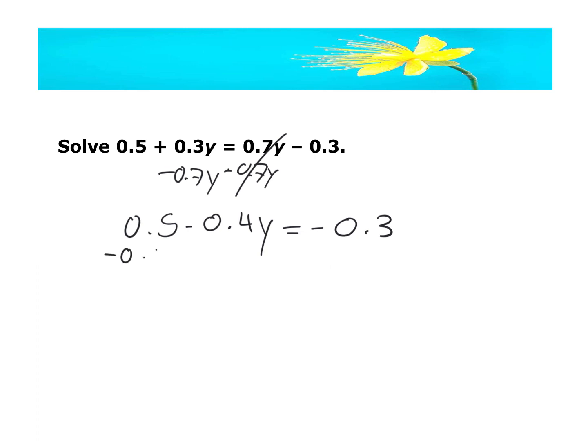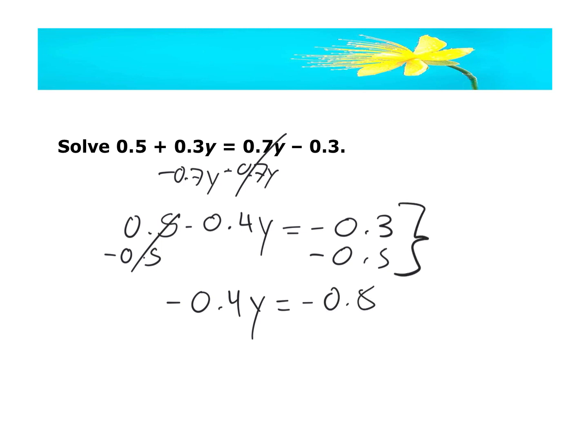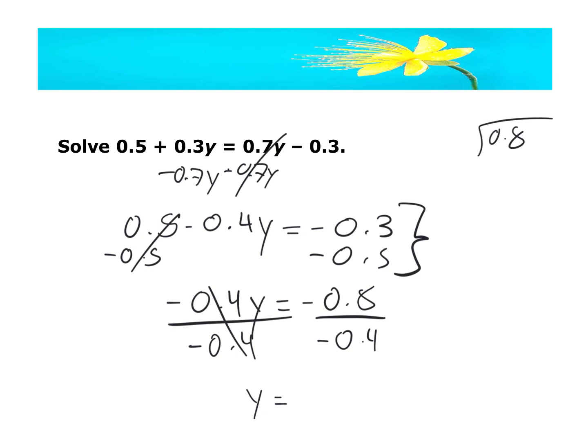I'm going to subtract by 0.5 on both sides, which is going to give me negative 0.4y is equal to negative 0.8. Since these two are the same sign, we add them together. They just become a bigger negative. Now I'm going to divide by 0.4 on both sides. And again, I get y is equal to 0.8 divided by 0.4. It's the same thing we did before.